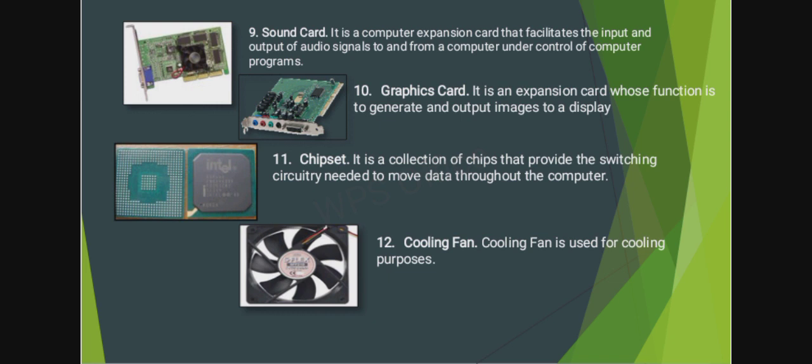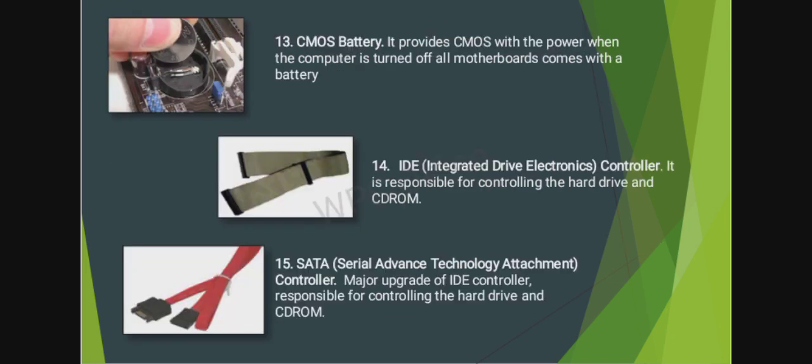Chipset. It is the collection of chips that provide the switching circuitry needed to move data throughout the computer. Cooling fan is used for controlling purposes. CMOS battery. It provides CMOS with the power when the computer is turned off. All motherboards come with a battery.